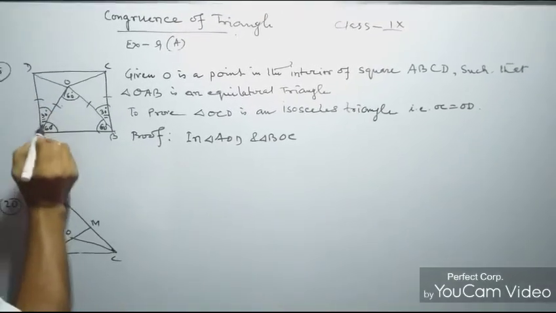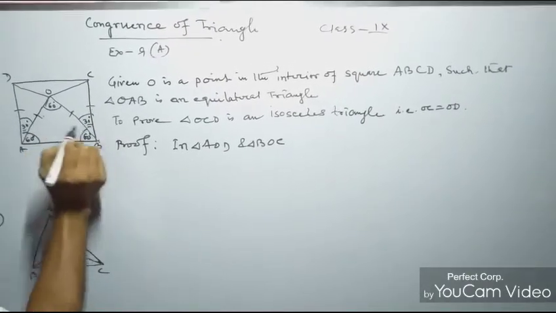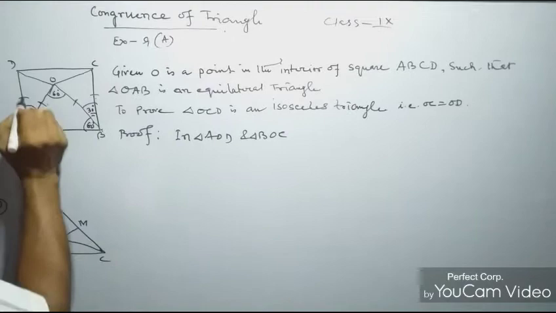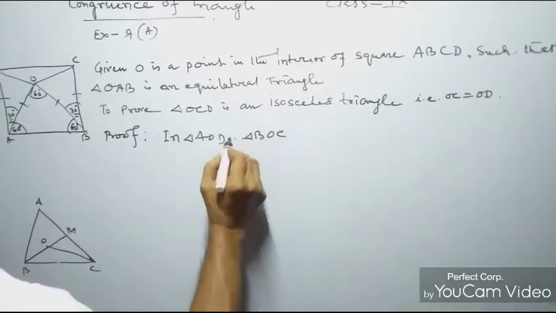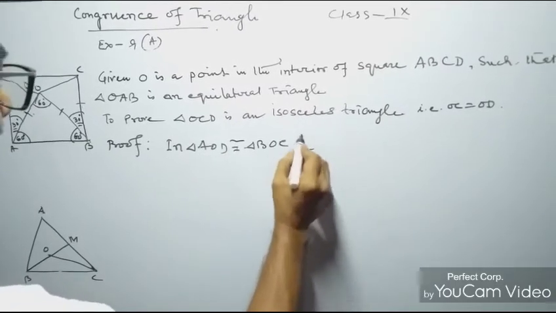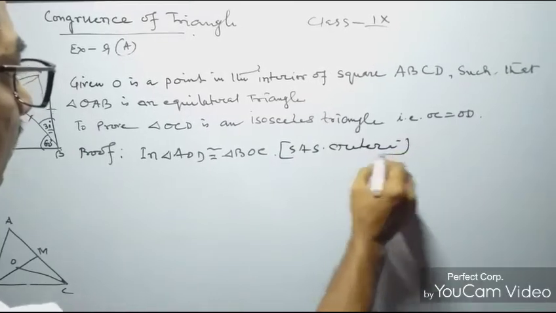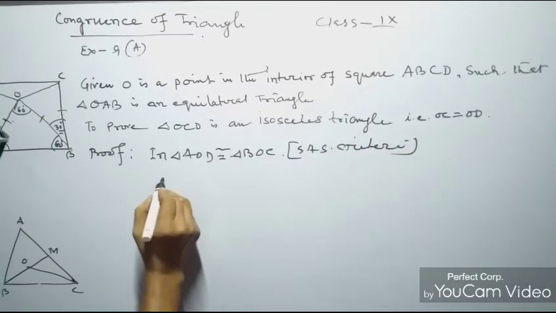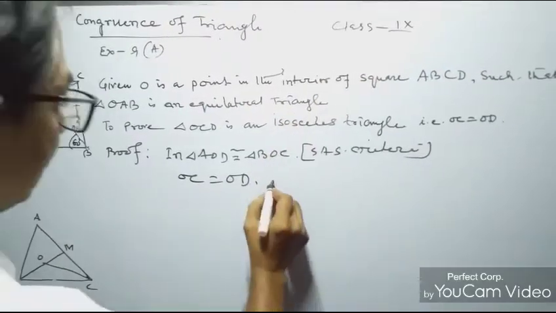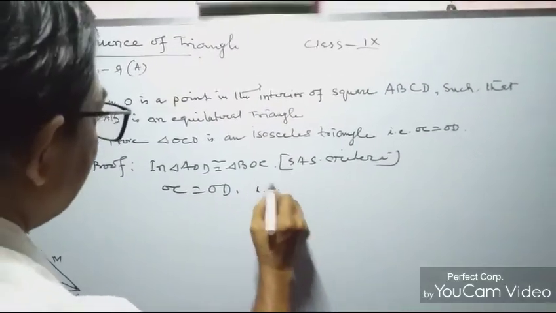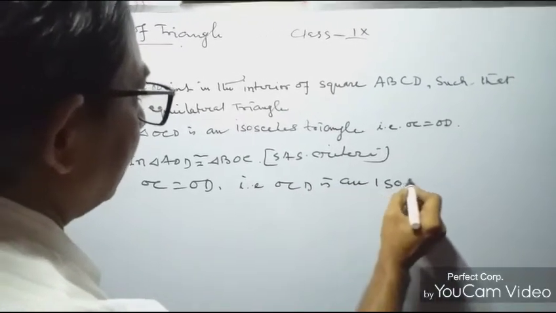So within these two triangles, this side equal to this side equal to this side, and the included angle 30 equal to 30. So it is proved that these two triangles are congruent to each other. That is the SAS criteria. So we can say from here that OC equal to OD, which is what we needed to prove, that triangle OCD is an isosceles triangle.